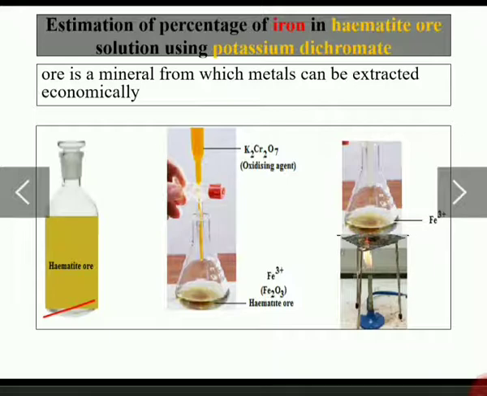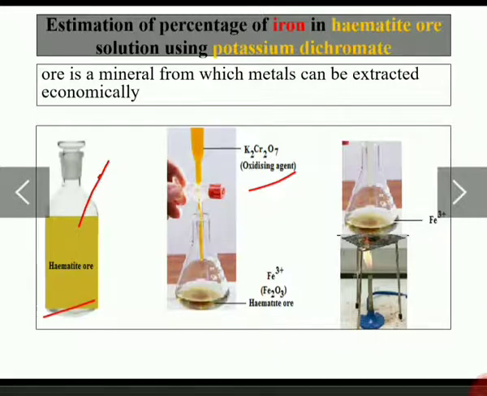In the conical flask you have to take 25 ml of ore solution. You have to pipette out 25 ml of ore solution from the reagent bottle to the conical flask, and you have to take potassium dichromate in the burette. Potassium dichromate is an oxidizing agent.